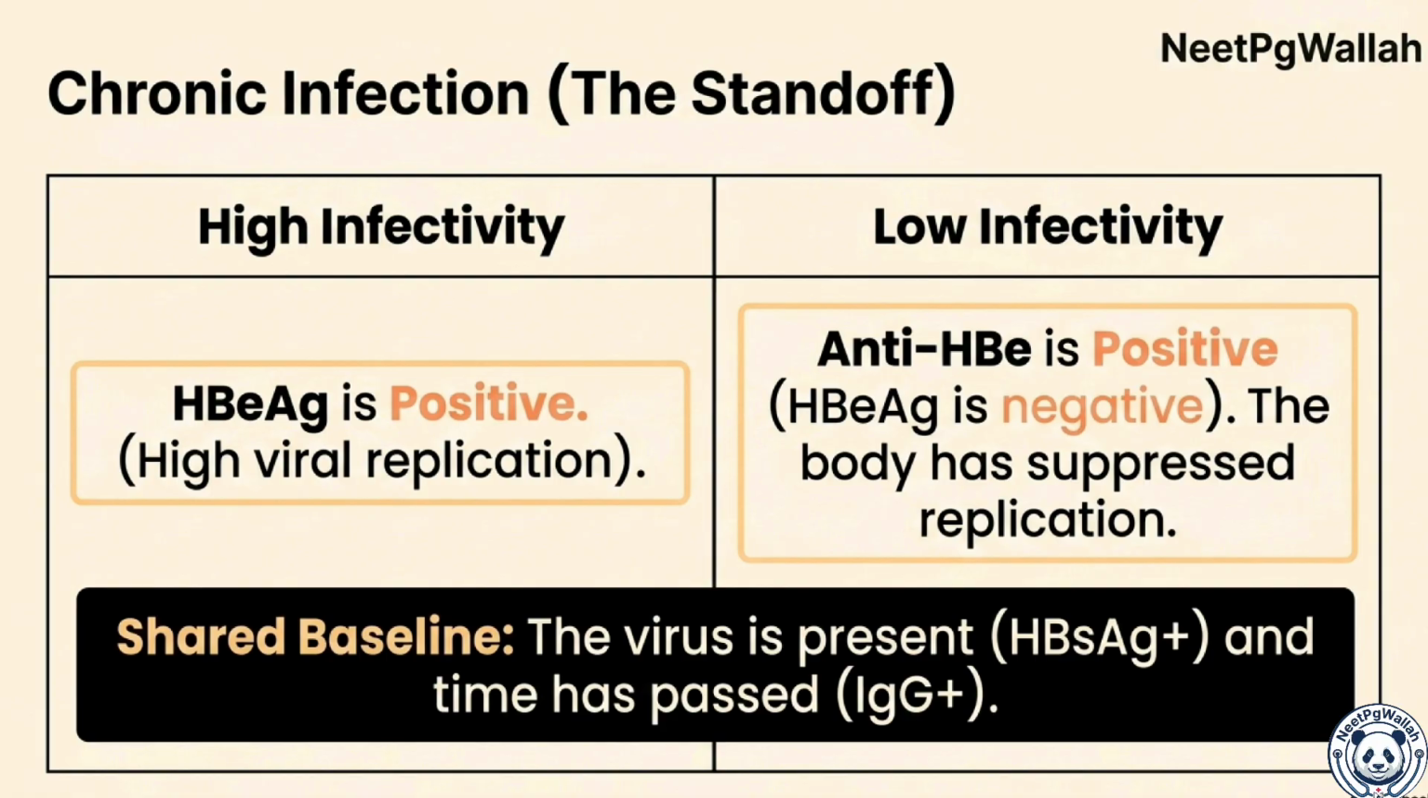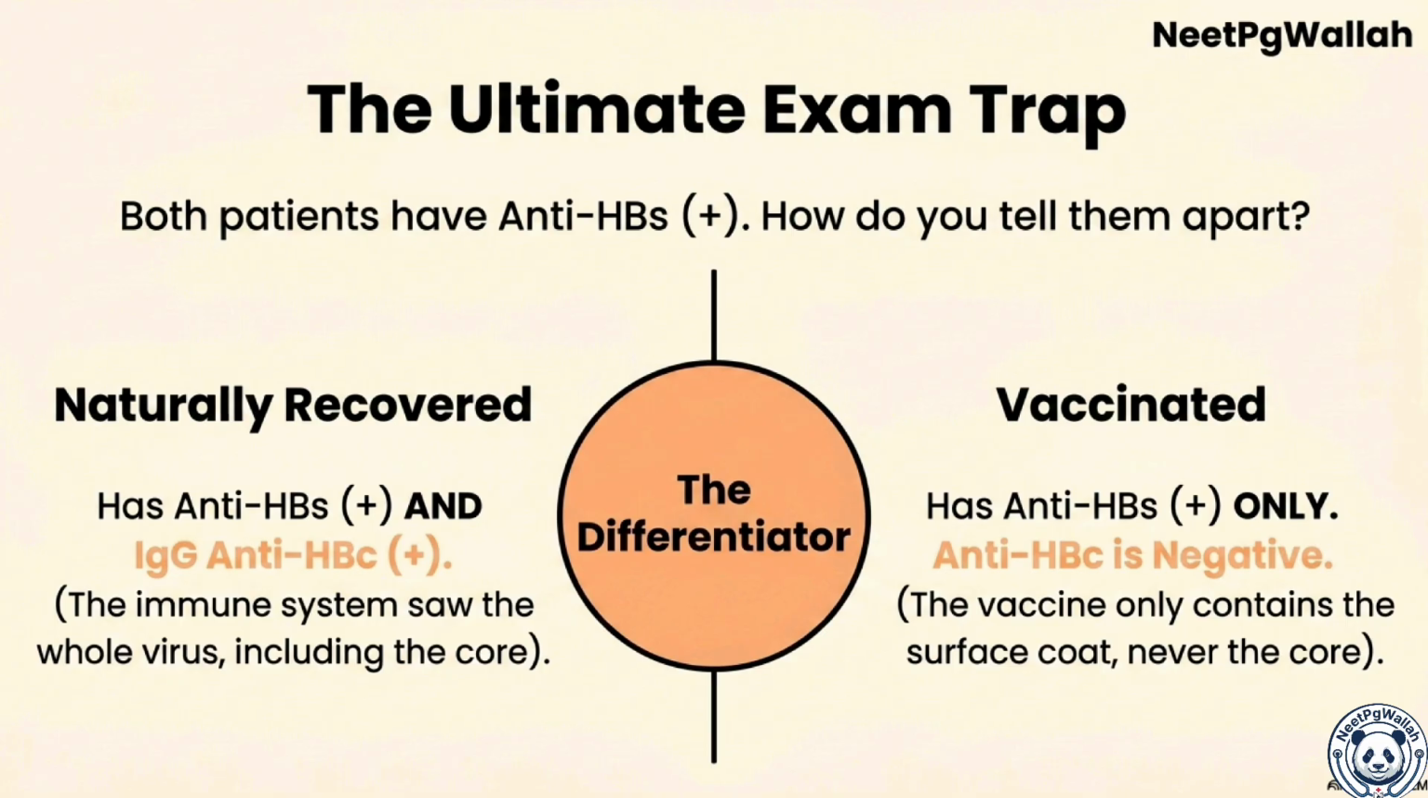Now, this brings us to the ultimate exam trap. Examiners absolutely love this one. You have two patients. Both are immune, meaning both have a positive surface antibody, our savior. So how on earth do you tell a patient who naturally recovered from a real infection apart from a patient who just got the hepatitis B vaccine? The crucial point, the golden differentiator, is the core.